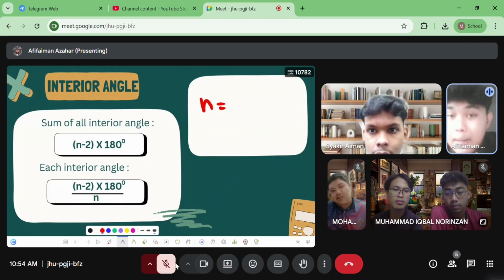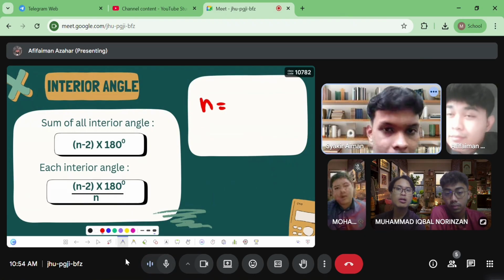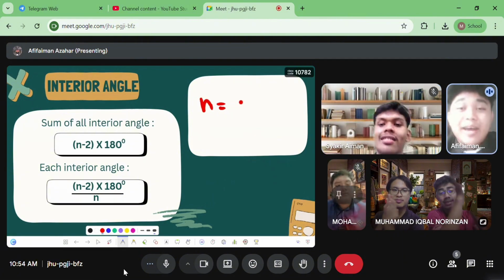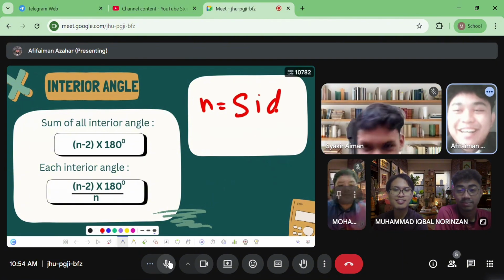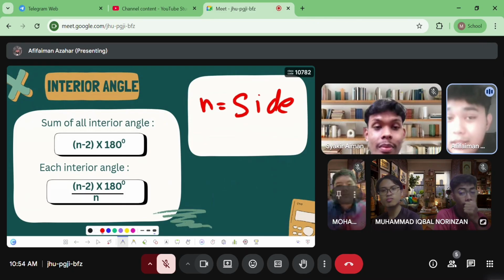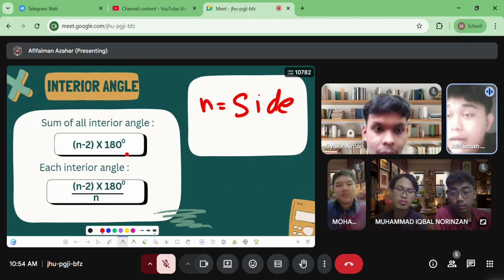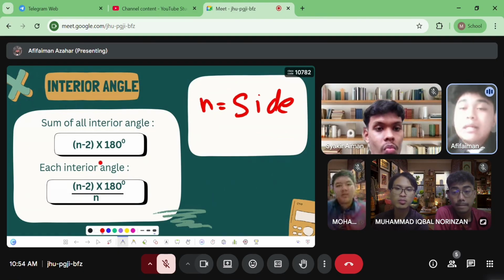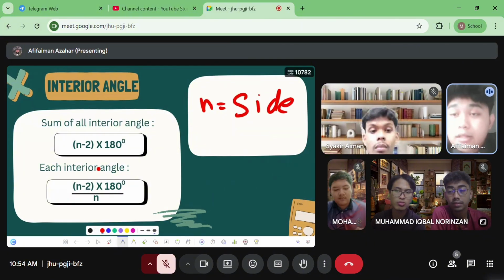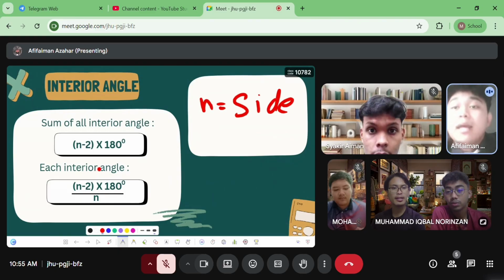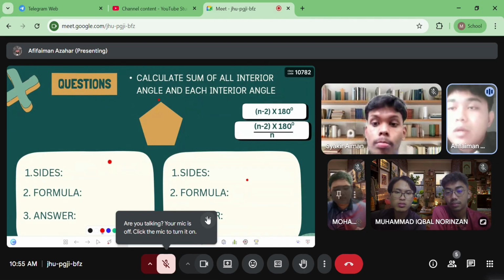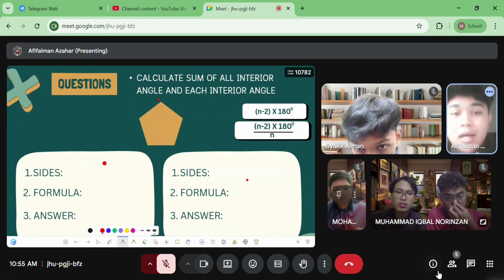Harry, Shakir? Maybe it's the number of sides. Yes, correct. So n stands for the number of sides. All right, so the formula to calculate the sum of all interior angles is (n minus 2) times 180. And to calculate each interior angle, the formula is (n minus 2) times 180 divided by n, which is divided by the number of sides.